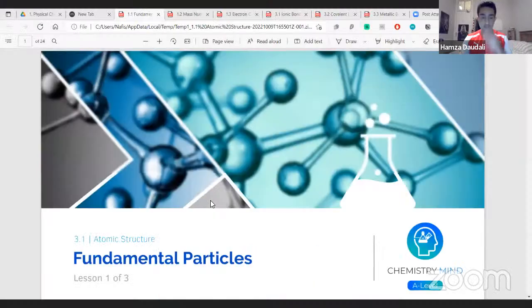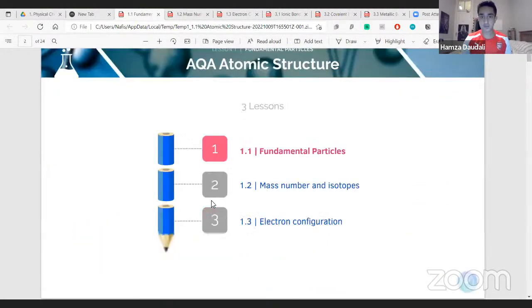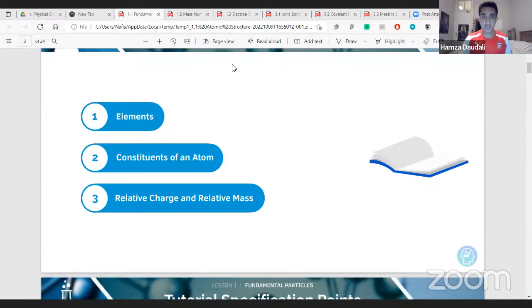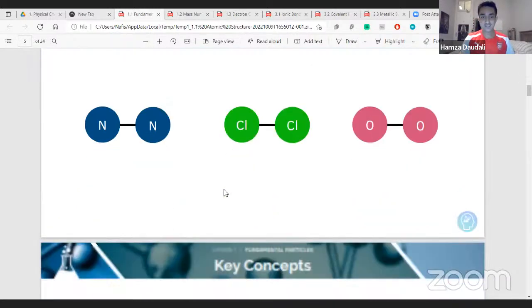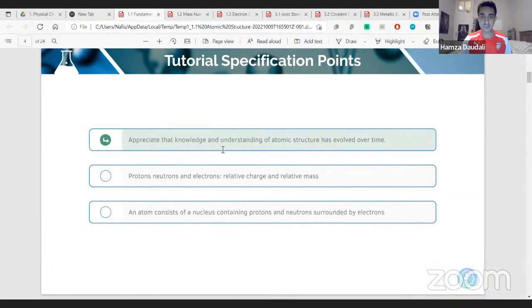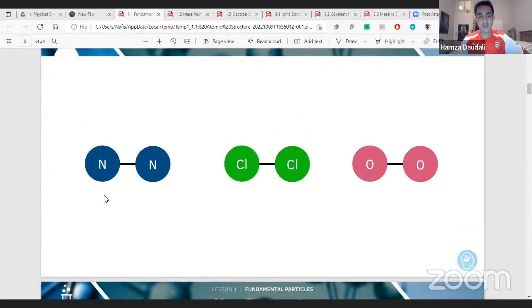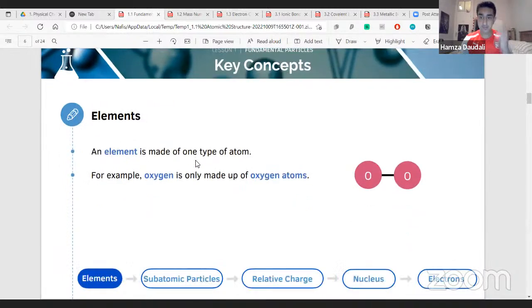Right, so we're going to start by talking about fundamental particles. So what is an element? What are the constituents of an atom? What is the relative charge and relative masses of substances within an atom? So we need to first start by appreciating that knowledge and understanding of atomic structure has evolved over time. So we started with understanding about elements.